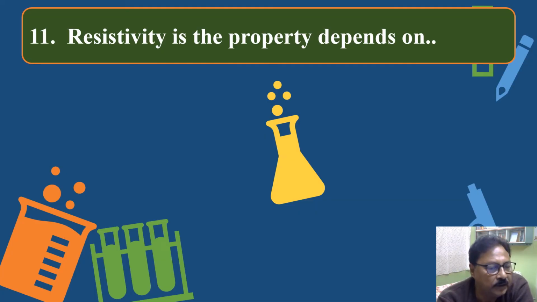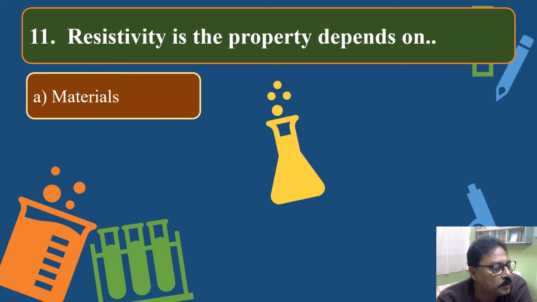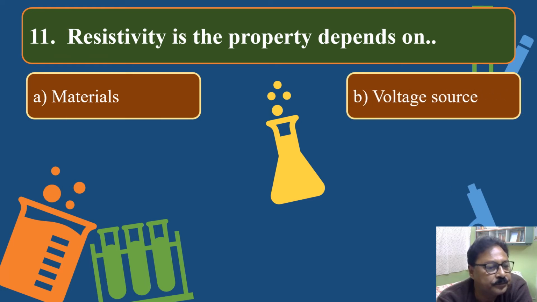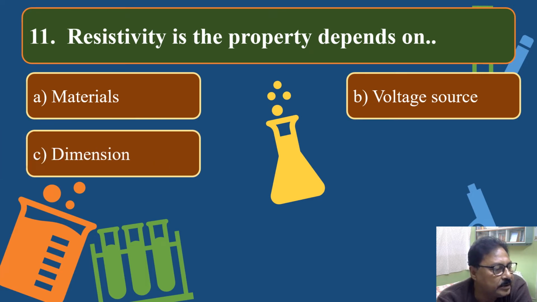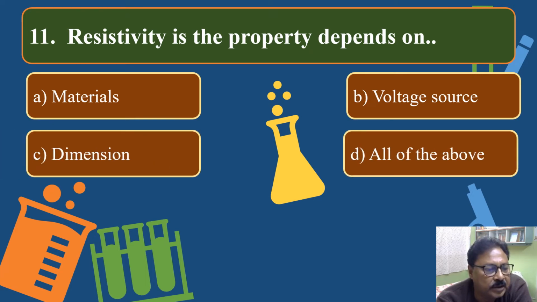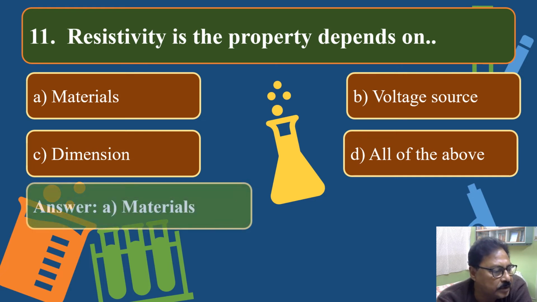Question number 11. Resistivity is the property that depends on: option A, materials; option B, voltage source; option C, dimension; option D, all of the above. The correct option is A, material.